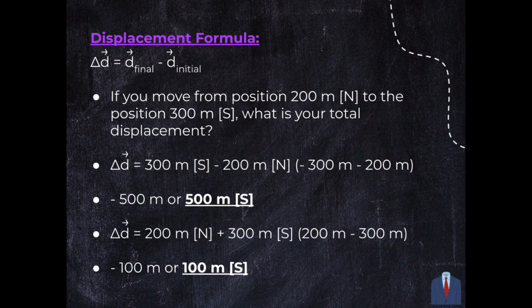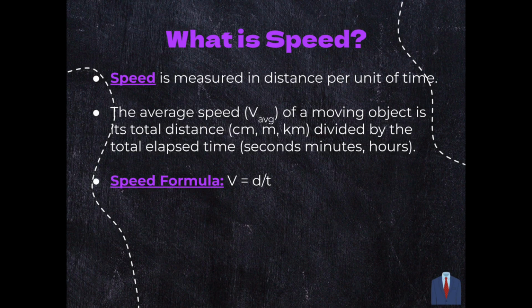Now let's say that instead, from point 0, you move 200 meters north and 300 meters south. This turns into 200 meters minus 300 meters according to our direction rules, giving us a final displacement of negative 100 meters, or 100 meters south. These examples show how you can either calculate displacement from one position to another, or from the overall distance moved in a particular direction. Next is speed.